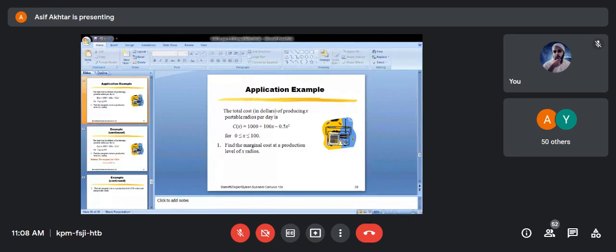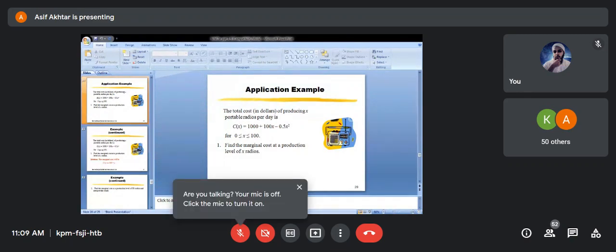What is the requirement? The requirement is that we want to calculate the marginal cost of the production of x radios. So I want to calculate from cost to marginal cost. So what is the direction? What do I need to calculate from cost to marginal cost? Integration or differentiation? Differentiation. So you have to calculate the differentiation of this function.